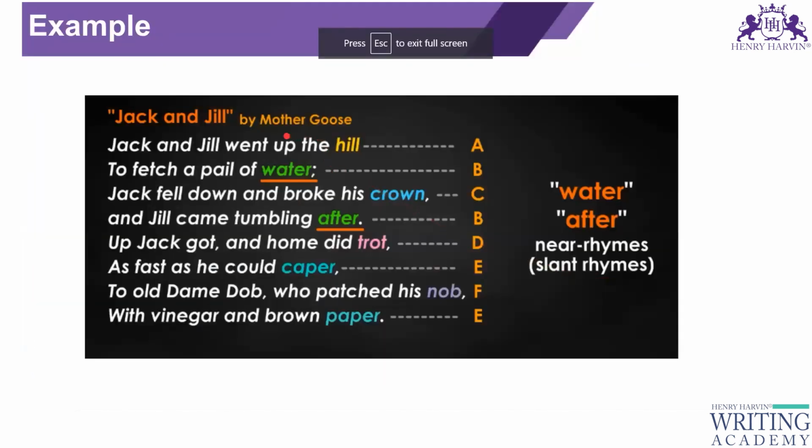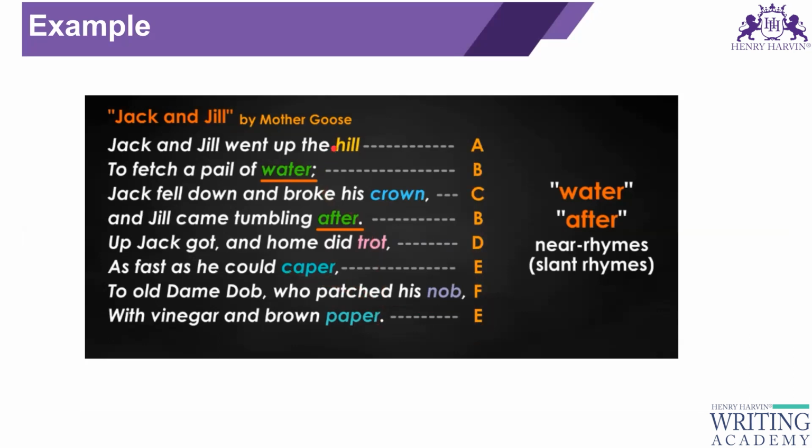Now see Jack and Jill. Jack and Jill went up the hill to fetch a pail of water, fell down, broke his crown, and came tumbling after. So water and after will become your B, B. Then, up Jack got and home did trot. This becomes a new word, that is D. Now you see there will be no pattern here. As fast as he could caper, to old Dame Dob patch the knob, and brown paper. So caper and paper rhyme.